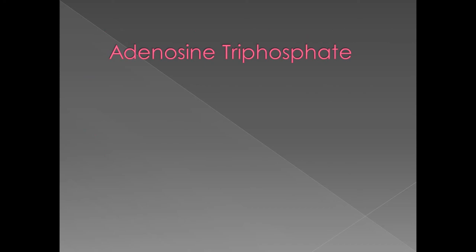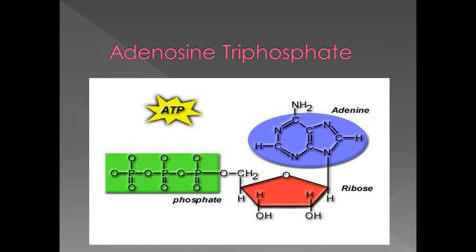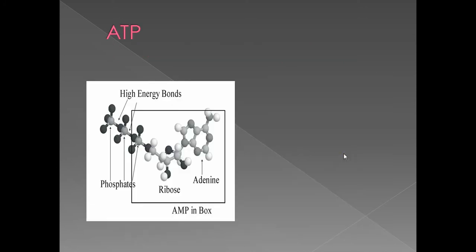ATP is short for adenosine triphosphate. And this is what that molecule would look like. It has three parts. It has a phosphate group, which you can see are phosphate atoms linked with oxygen atoms. It has a ribose group, which is also a sugar, and it has an adenine group, which is a nucleic acid. In ATP, the energy is actually stored in the bonds between these last two phosphate groups.